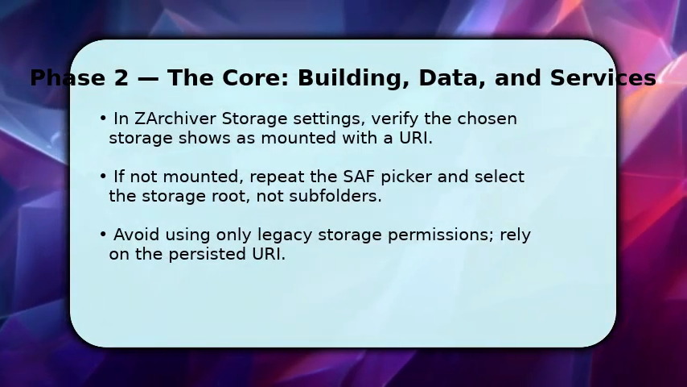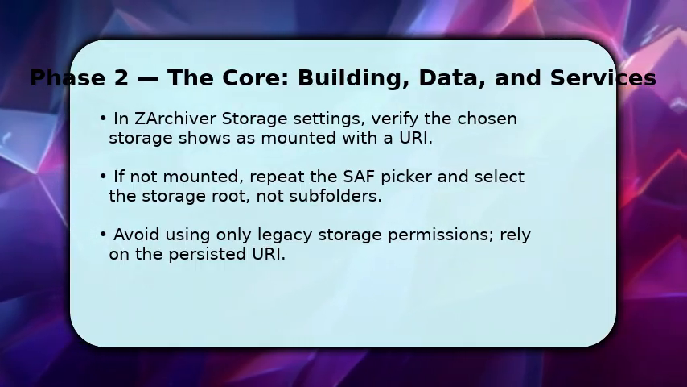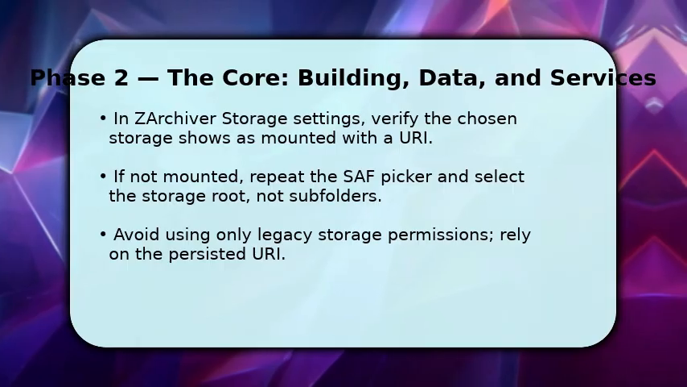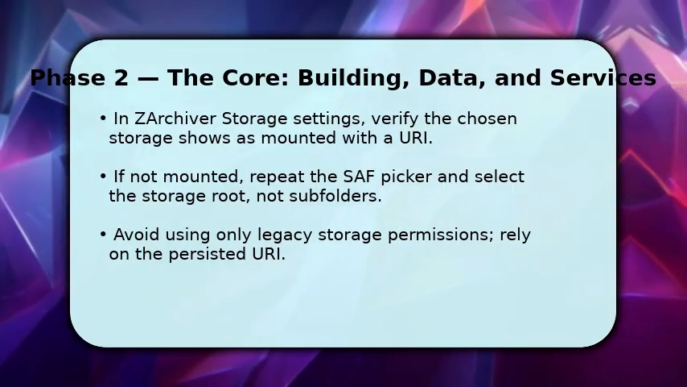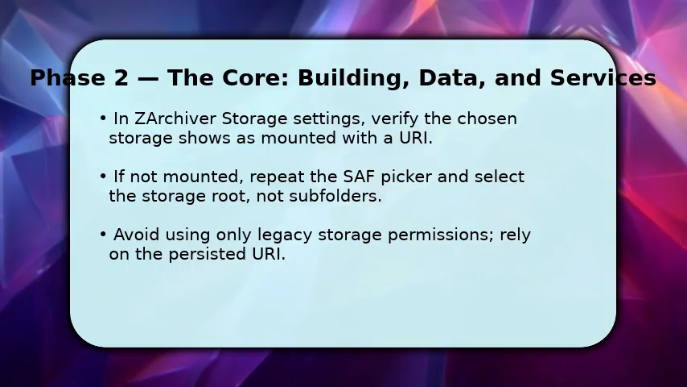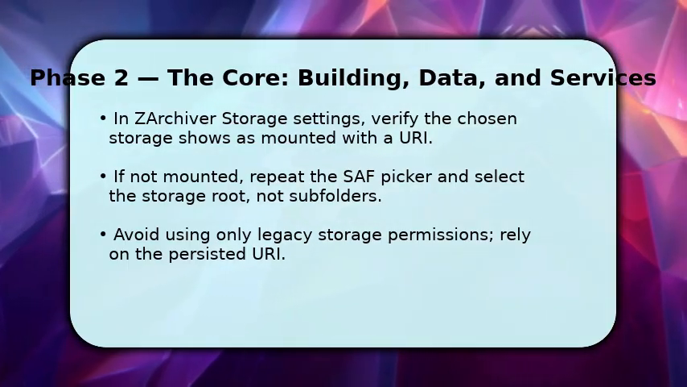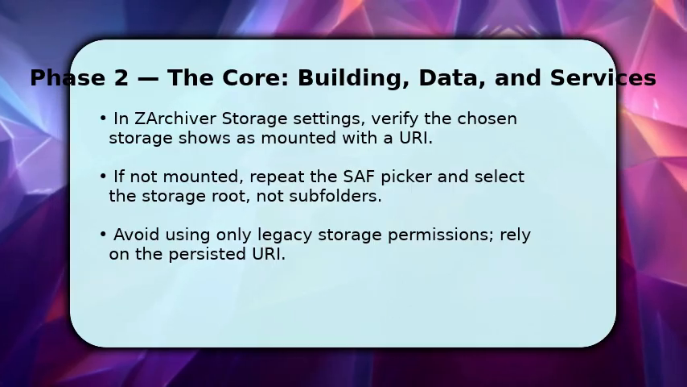Go back to Zarchiver storage settings and look for the mounted storage entry showing a URI or name. If it's missing, repeat the Storage Access Framework picker and be sure you select the storage root. Selecting a single subfolder can limit access. This persists a URI across reboots, so the app won't lose rights.